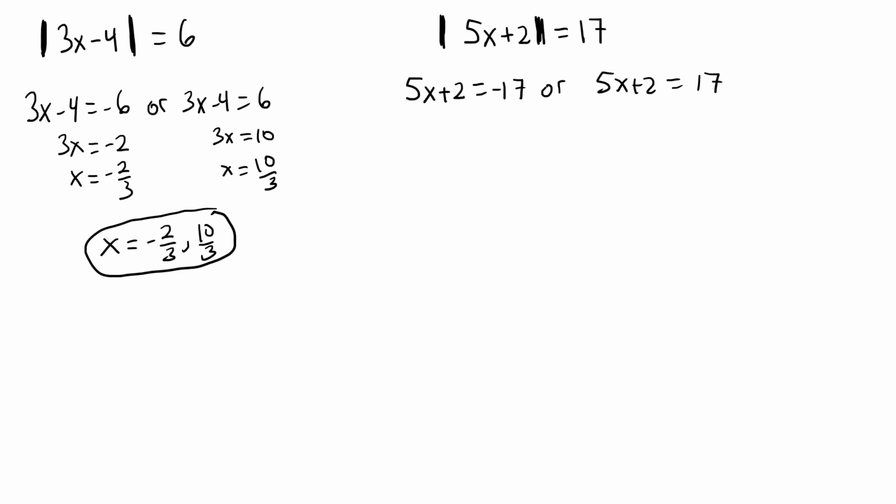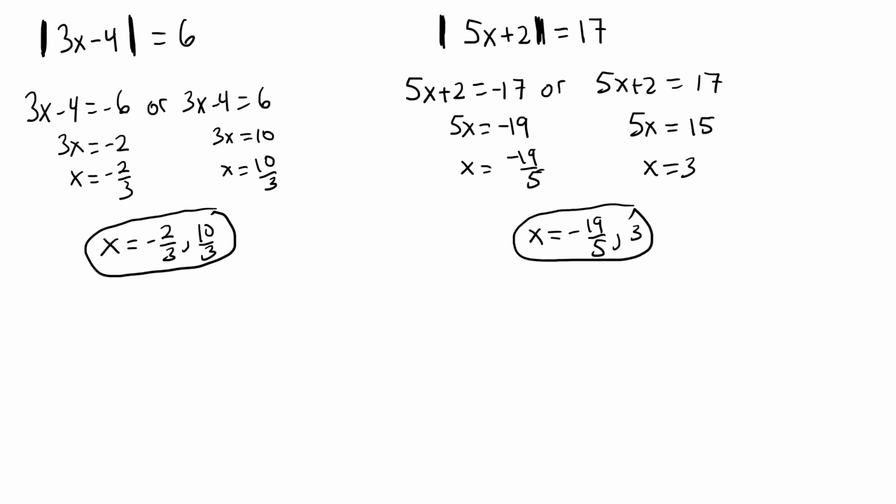Okay, and so now we'll solve simultaneously. So in each equation, the first step is to subtract 2 from both sides. So we'll get 5x equals, on the left, negative 17 minus 2 is negative 19. On the right, 17 minus 2 is 15. We'll divide both by 5, so we get negative 19 fifths. That is a nice decimal, but I'd leave it as a fraction. 15 divided by 5 is 3. And so our answers are x can be negative 19 over 5 or positive 3.